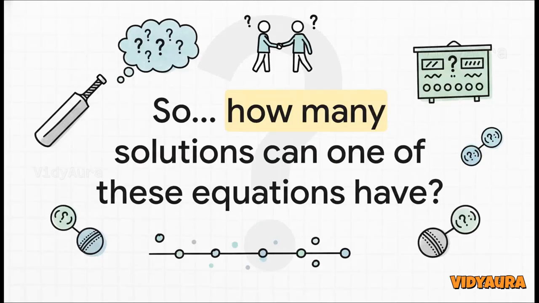Okay, so we found one solution, 3, 2. But are there more? Think back to our cricket problem, x plus y equals 176. The scores could be 176, right? Or maybe 90 and 86. Or what about 175 and 1? It feels like we could keep coming up with pairs all day long.